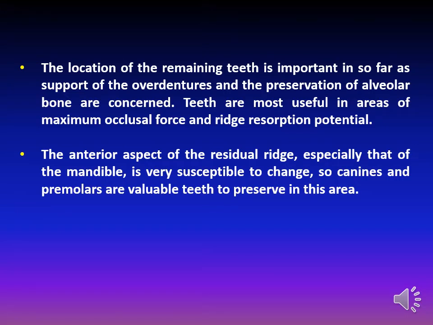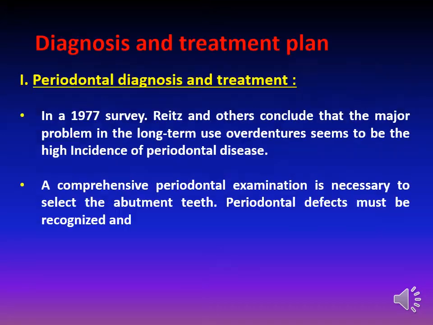These are most useful in areas of maximum occlusal force and resorption potential. The anterior aspect of the residual ridge, especially in the mandible, is more susceptible to change. So canines and premolars are valuable teeth to preserve in this area.